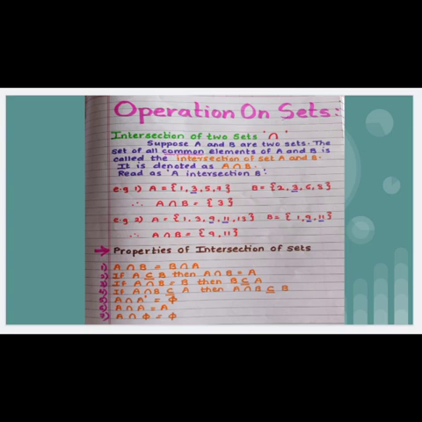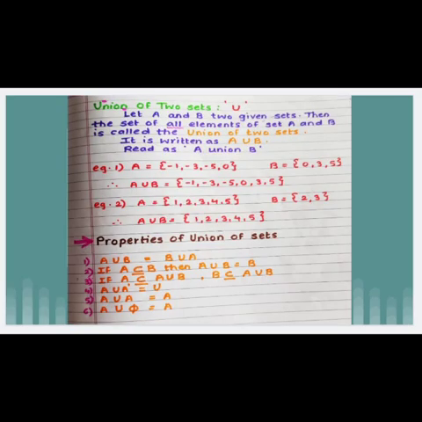Fifth, A intersection complement of A is an empty set, which is indicated by the sign phi. Sixth one, A intersection A is always A. Seventh one, A intersection empty set is always the empty set. Got it, students? Now we'll see the next operation, union of two sets, which we indicate by capital U.